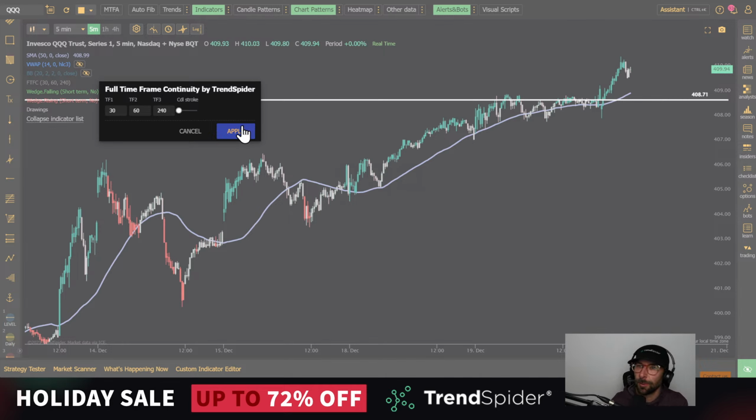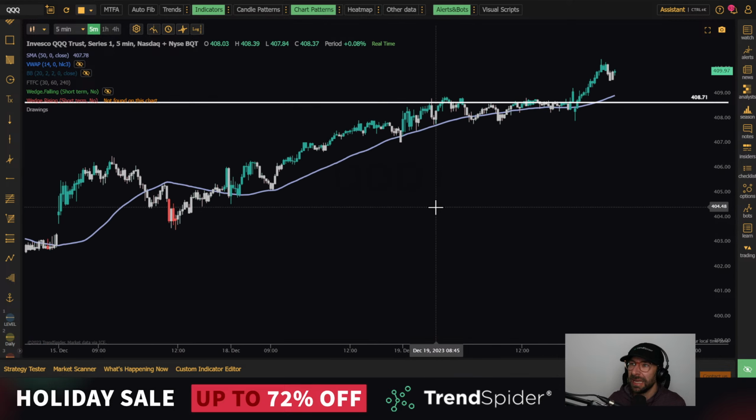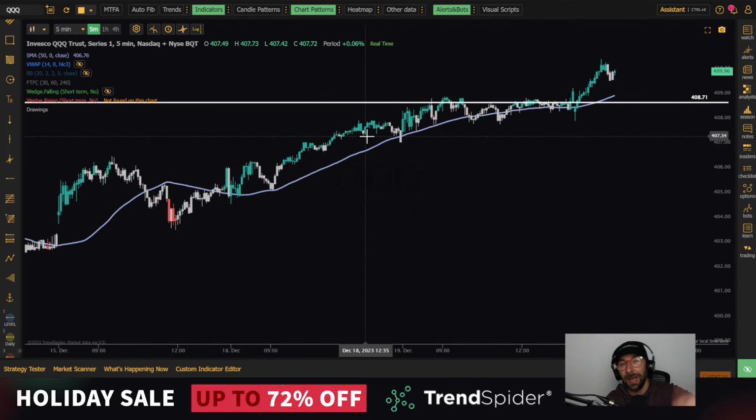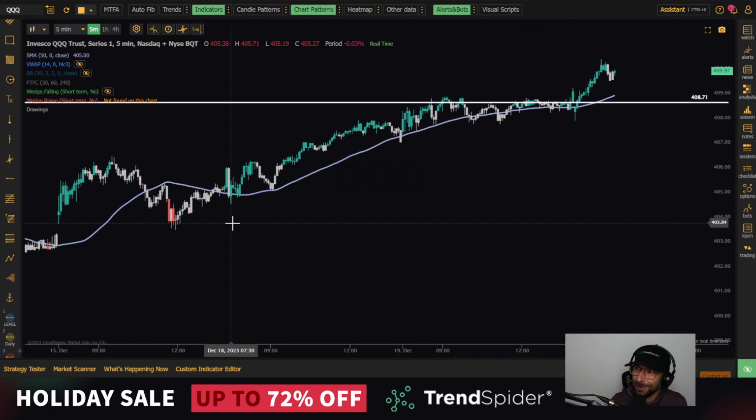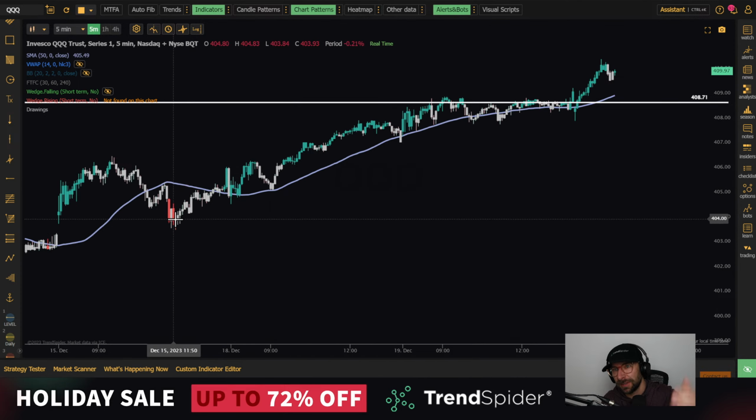So the way that this indicator works, by default, you have the 30-minute time frame defined, the 60-minute time frame defined, the 4-hour time frame defined, and then the daily is hard-coded in there. If the 30-minute, the 60-minute, the 4-hour, and the daily are all green, then you have full time frame continuity up, and the candles are painted green. If they're all red, you've got full time frame continuity to the downside, then your candles are painted red. And if there's a mix, some green, some red, you're going to get gray candles. So the green is confirmation higher, red is confirmation lower, and gray is confirmation of sideways.